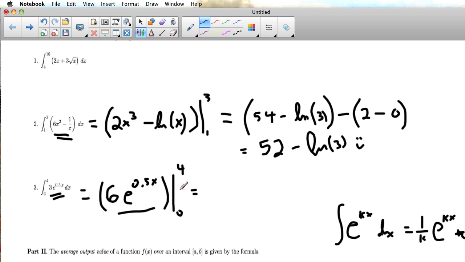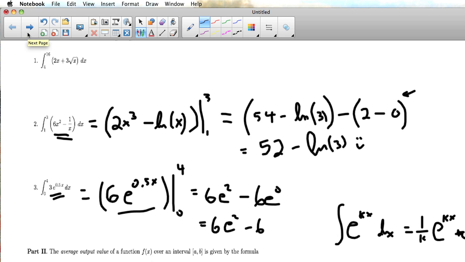So if I plug in 4, I'll have 6 e to the 2. And if I plug in 0, I will have 6 e to the 0. And so e to the 0 is 1. That's actually the same fact up here that told us that log of 1 was 0. It's the inverse of that. So 6e squared minus 6 would be as much as we could do with that without getting out a calculator and then getting an approximation. So those are the answers for number 2.